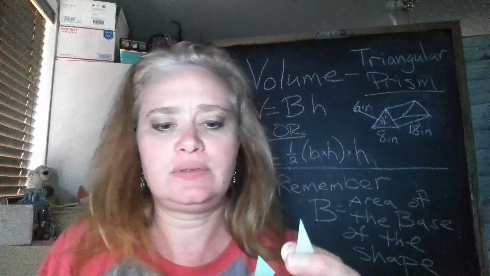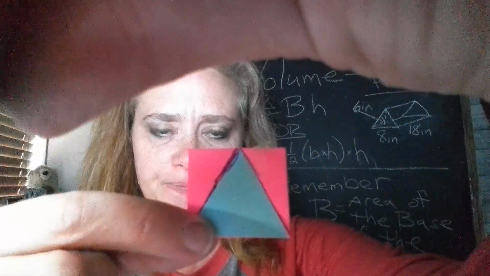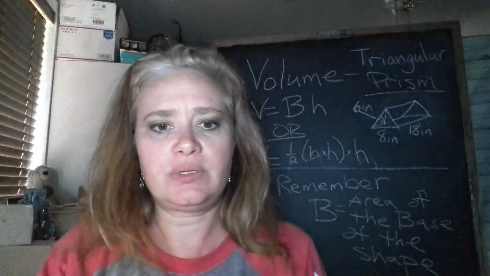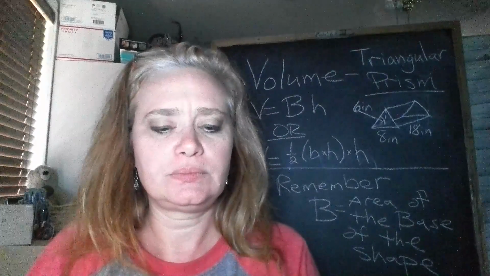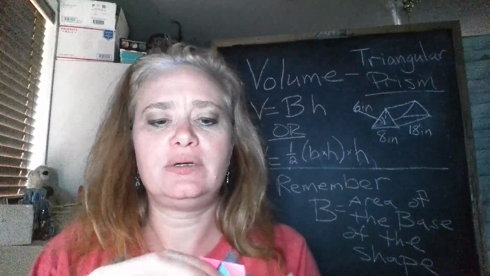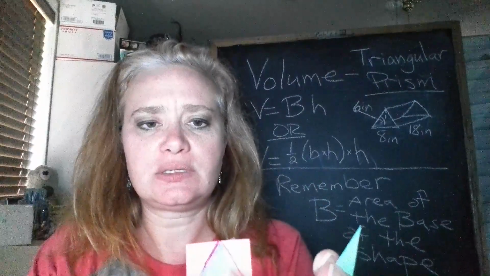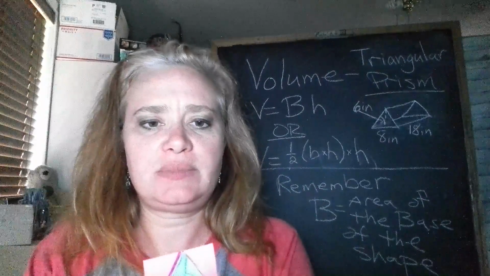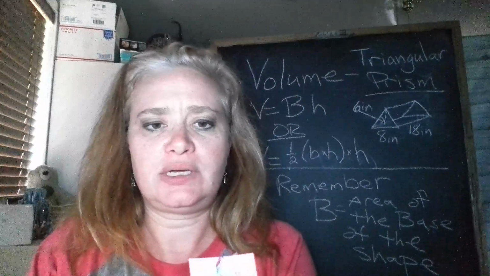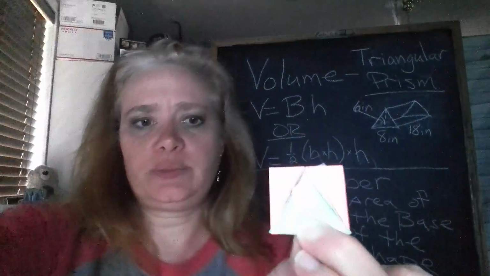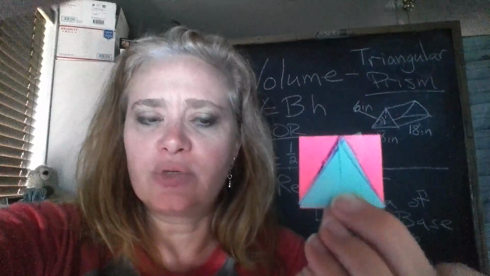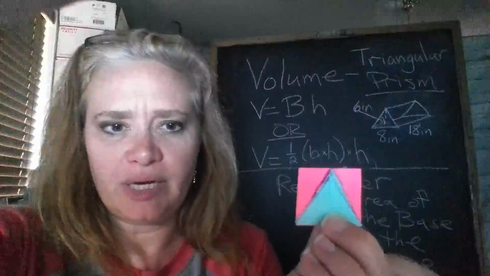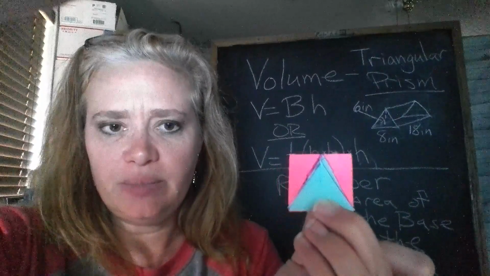So I've chopped him off and I chopped off his little side pieces. And when you notice, if I fill in half of my square, those chopped off pieces are the exact same size as the triangle. So I basically cut off half of the square. So for a triangle, that's why we use that formula, 1/2 base times height.